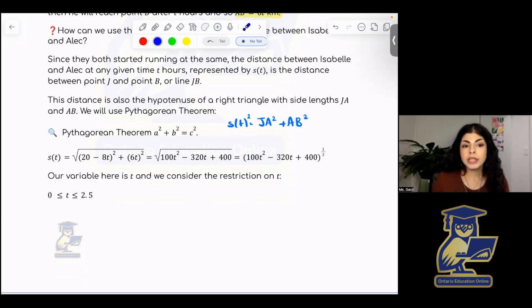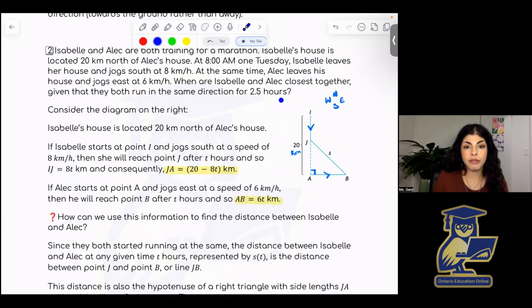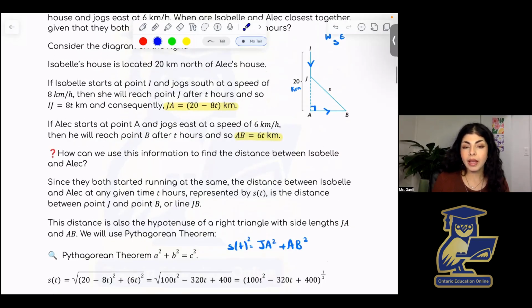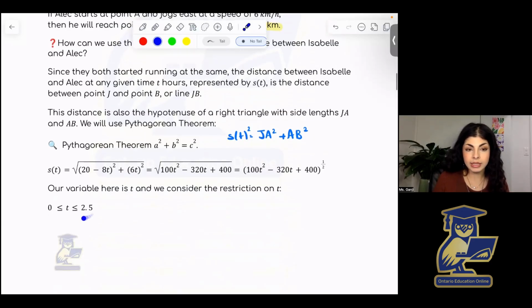And so, considering the restriction at t, we have that t is between 0 and 2.5 because that's what we were told. They are running for 2.5 hours. And so we consider both the time at which they start, so they're in their own homes, and then as they continue to jog, we go until the other endpoint, which is 2.5 hours. And that's exactly here. And with time, we can have inclusive because perhaps if one of them is running really fast, the closest time is when they are starting and they're just at their houses, which is that 20-kilometer distance.